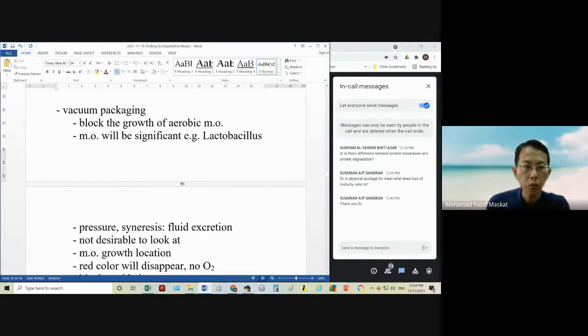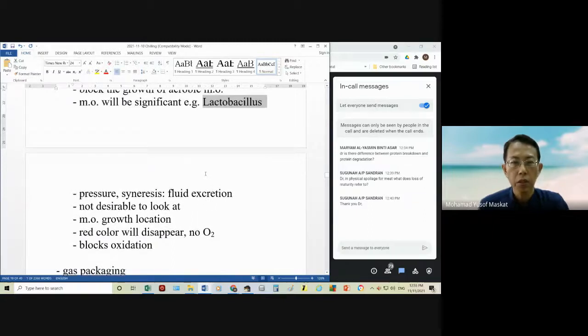So how do we deal with it? One option is to use vacuum packaging. Vacuum packaging means we put the meat inside a package, then we suck out the air from the package. When there is no air, meaning there is no oxygen, it will block the growth of aerobic microorganisms, so it will last longer. But other microorganisms that are not aerobic can still grow, for example Lactobacillus.